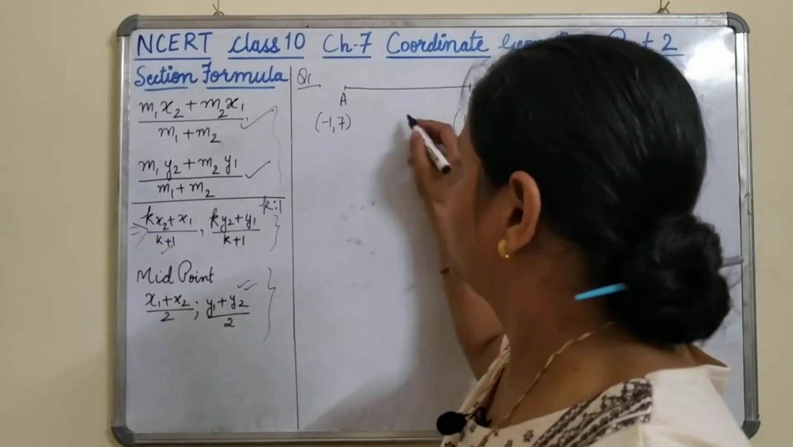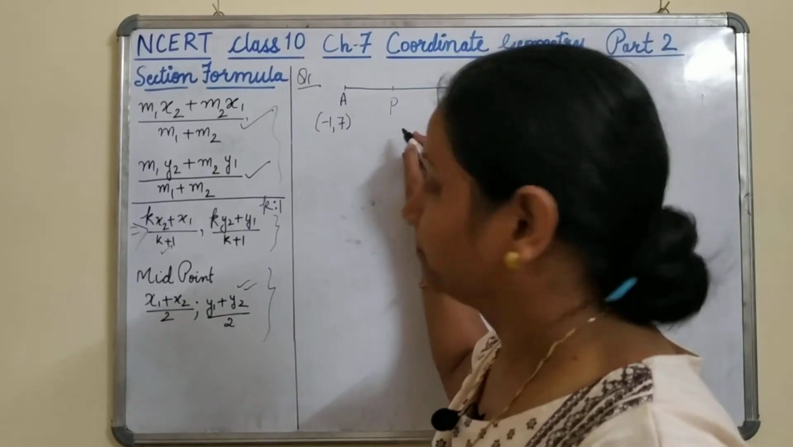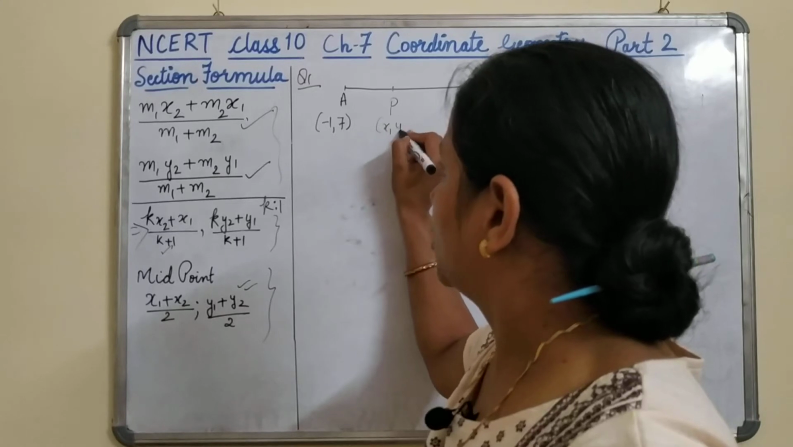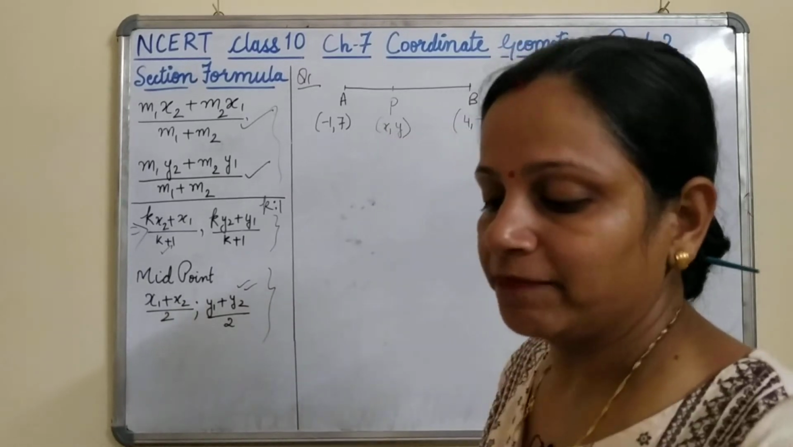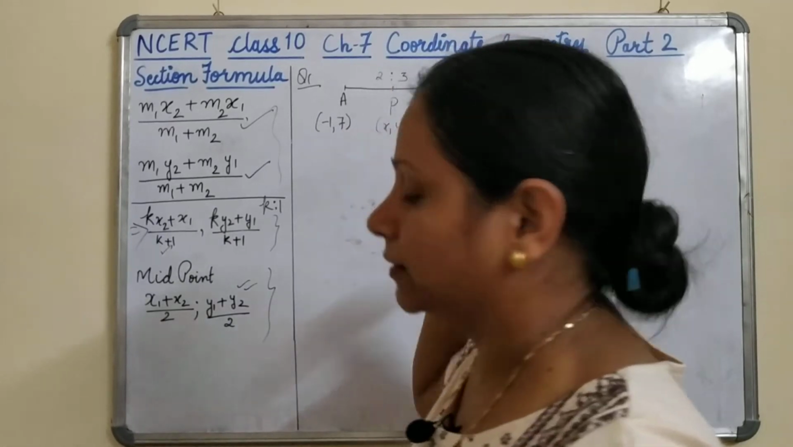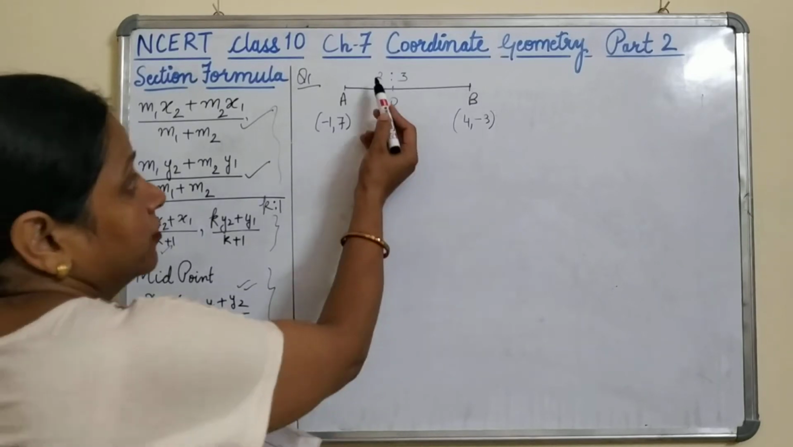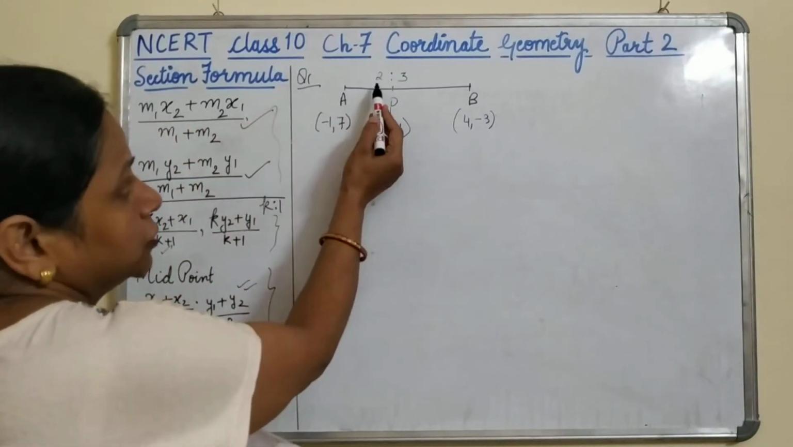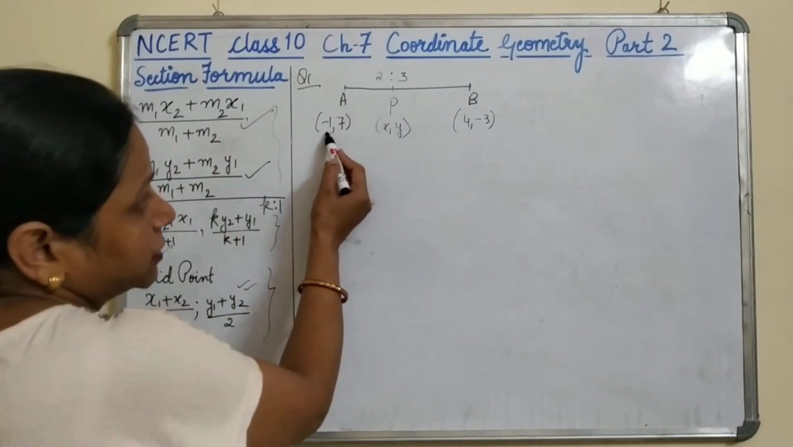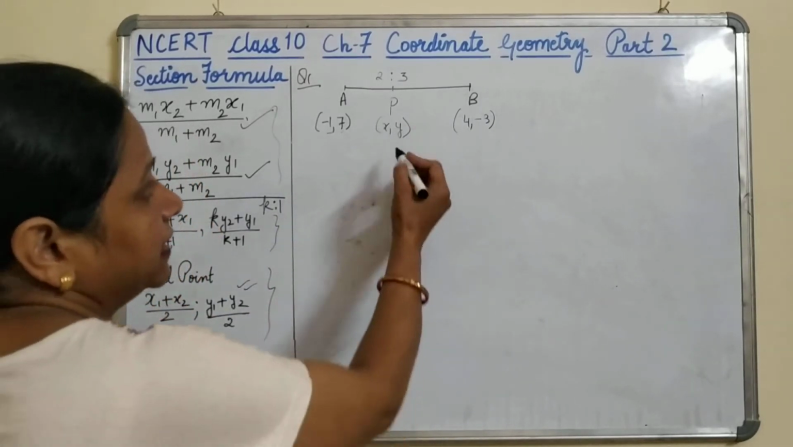Find the coordinates of a point. Say for example, here we have any point. Let us call it P, and let us say the coordinates are x and y, and the ratio we are given is 2:3. Now in this case, we have m1 and m2, m1 and m2 is 2:3, x1 and y1, x2 and y2. We simply have to find these coordinates.